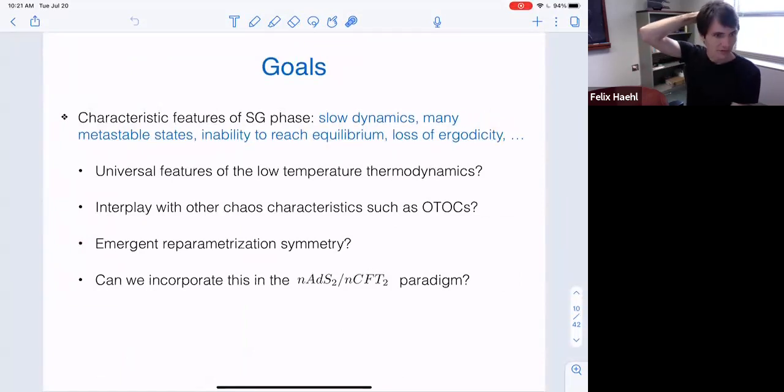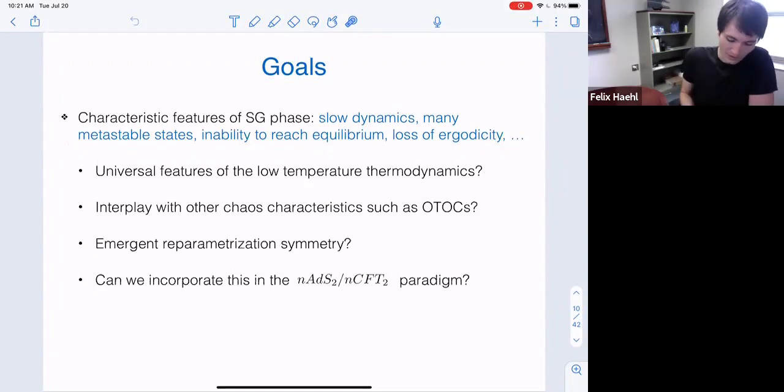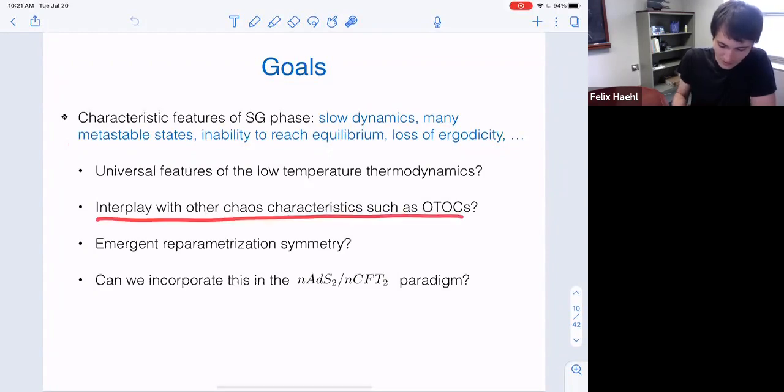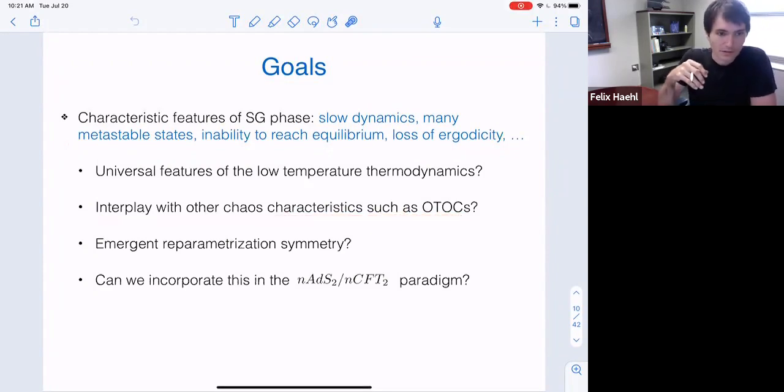So some of the goals in this talk are going to be to characterize features of this spin glass phase, many of which I just mentioned, and extract universal properties, and in particular also consider some of these more modern observables like this out-of-time order correlation function, which we know is a good signature to find signatures of gravitational physics, and see how these chaos characteristics interplay with this loss of ergodicity that you have in the glass phase.